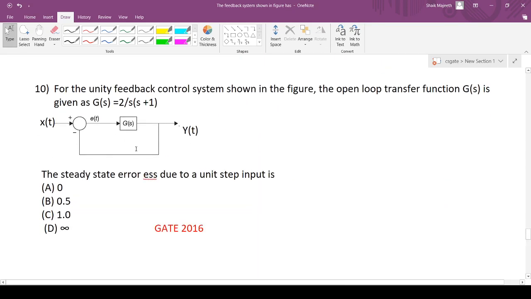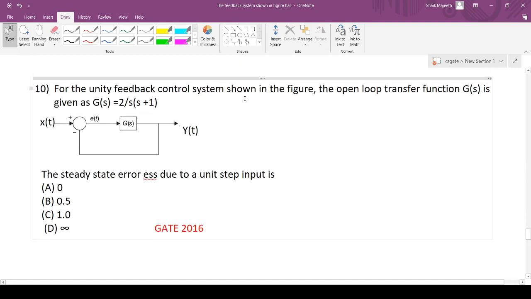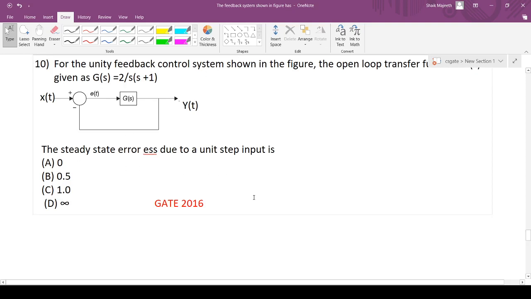Okay. Next one. For a unity feedback control system shown in the figure, the open loop transfer function G(s) is given by this one. What is the steady state error due to step input? So a simple problem as usual. G(s) is given as 2 by s into (s plus 1).